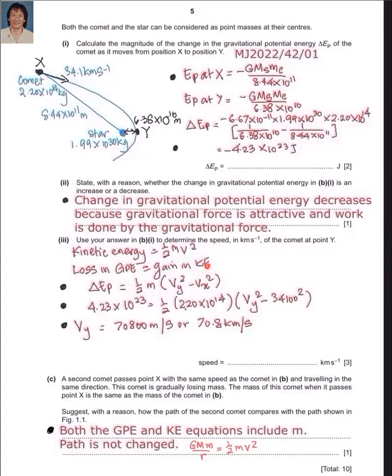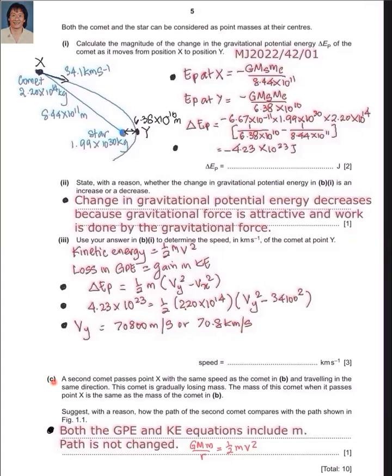kinetic energy. The gain in kinetic energy is equal to the kinetic energy at Y minus the kinetic energy at X. That's why your delta EP is equal to half m (Vy squared minus Vx squared). Vy represents the velocity at Y and Vx represents the velocity at X. Then after substituting the values into the equation, you get Vy as 70,800 meters per second or 70.8 kilometers per second. So to do this question, we need to know the law of conservation of energy.